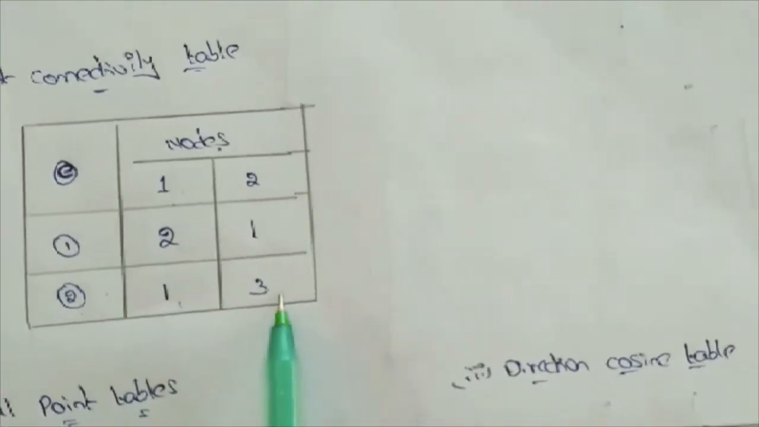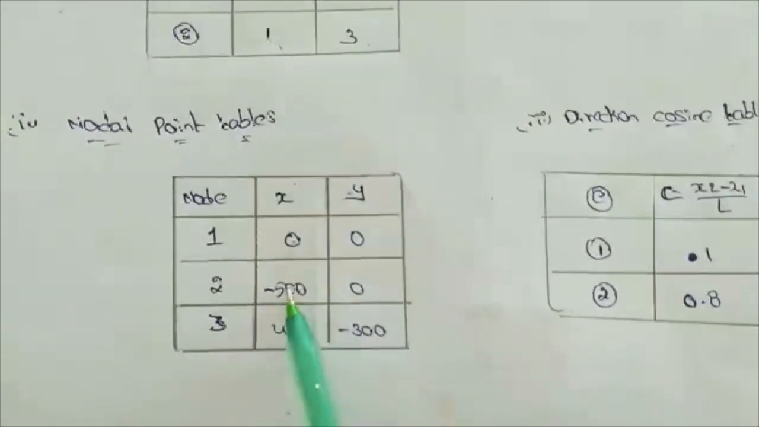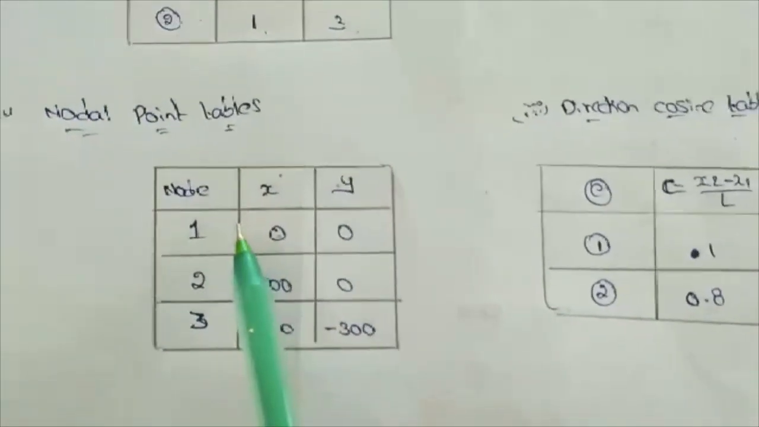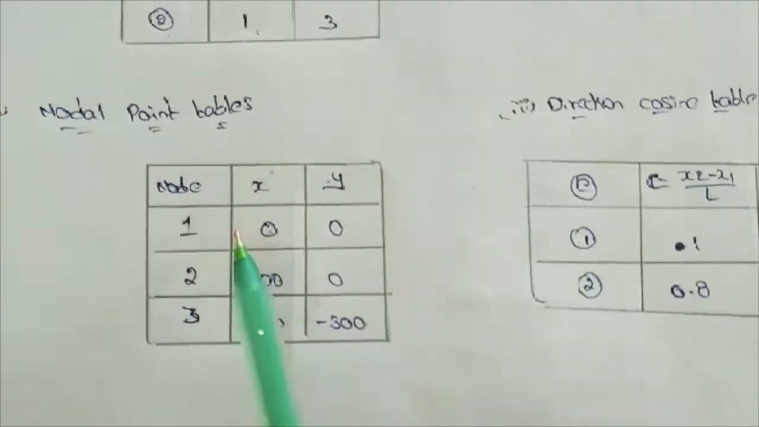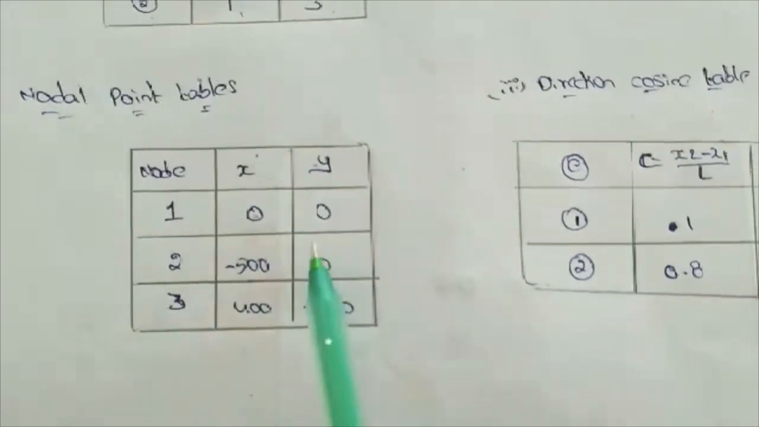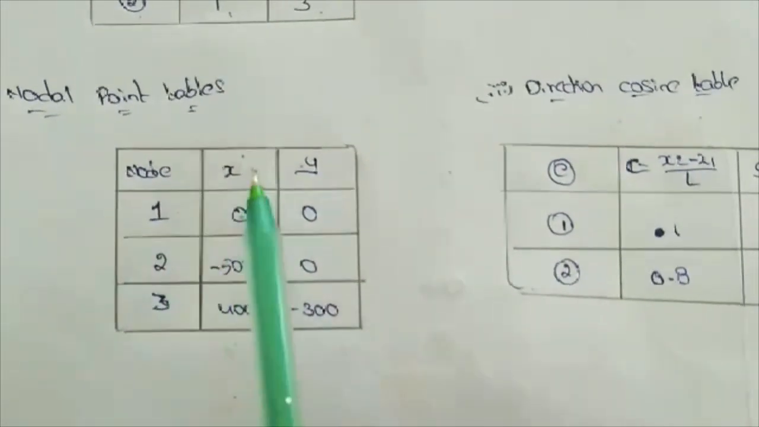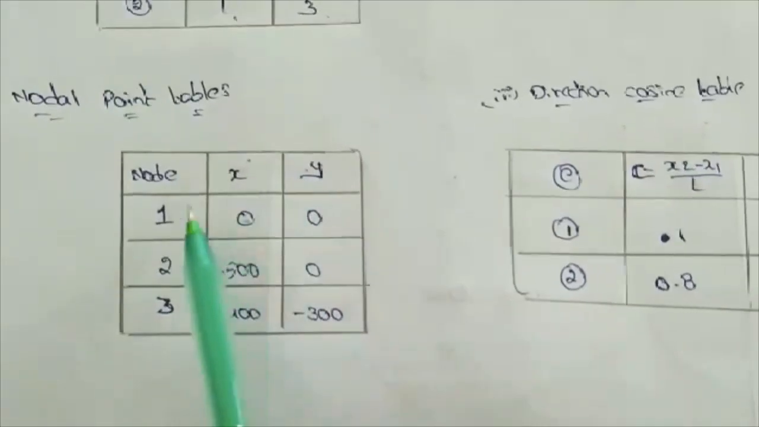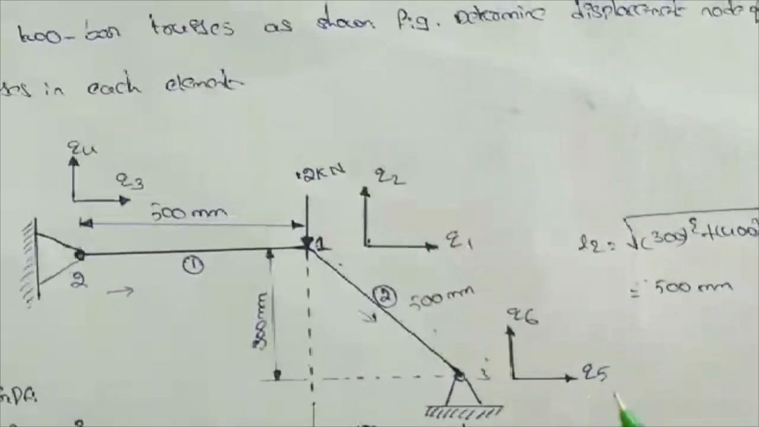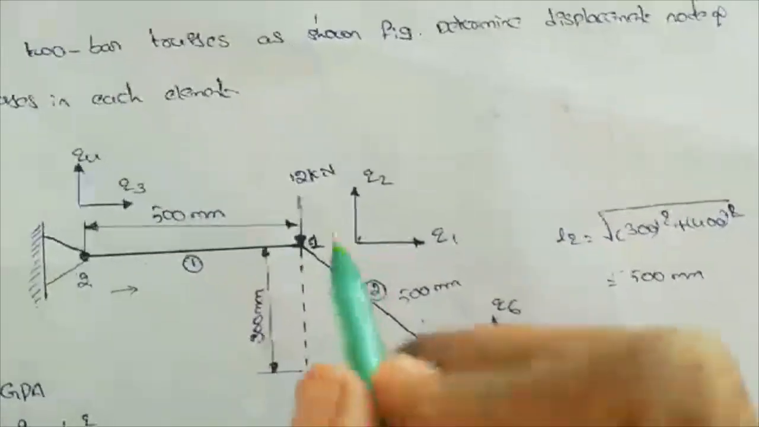Then the nodal point table. In the nodal point table you have to indicate the x and y coordinates of each node. From the figure only you have to take these values. Here this is the origin. You consider this as the origin. Here the value of x comma y is 0 comma 0.